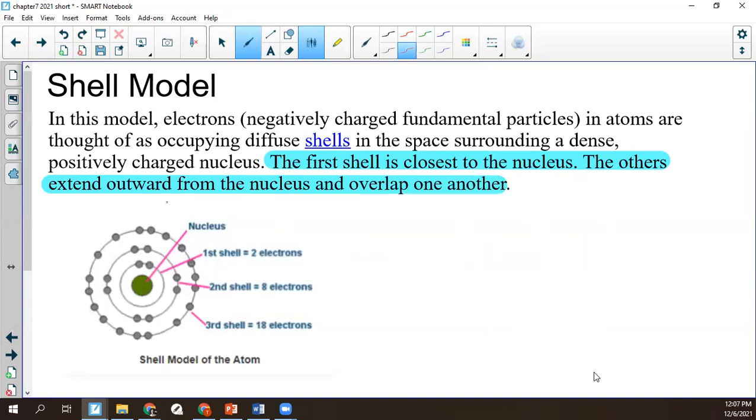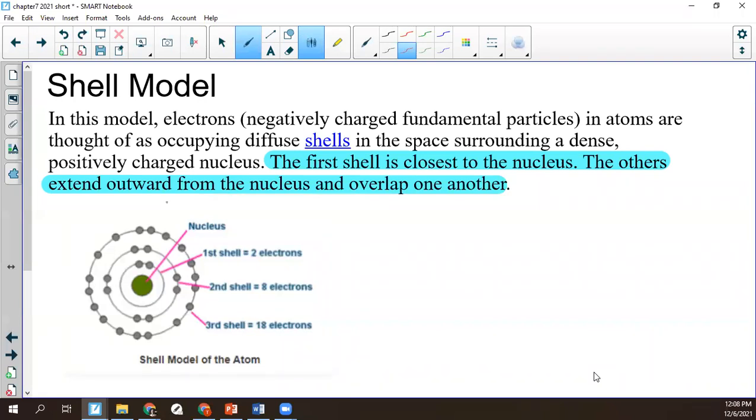Sorry. The shell model. The shell model is great. It helps a lot to picture things, but remember, the atom's really just a scribbly, jumbled mess. But this is an easier way to look at it. In this model, electrons, which are negatively charged fundamental particles, in atoms are thought of as occupying diffuse shells in the space surrounding a dense, positively charged nucleus. And then this is important, and it should be common sense: the first shell is the closest to the nucleus.